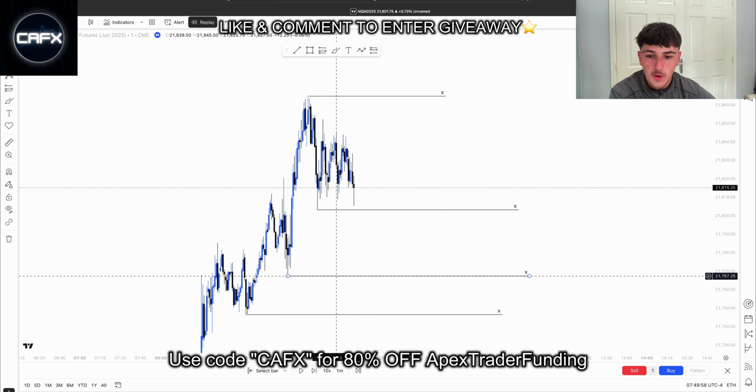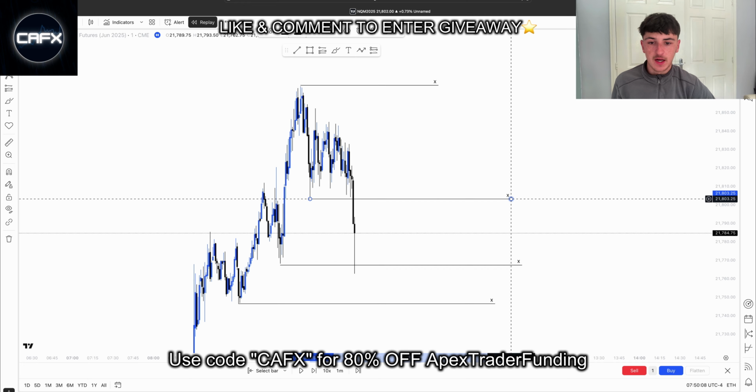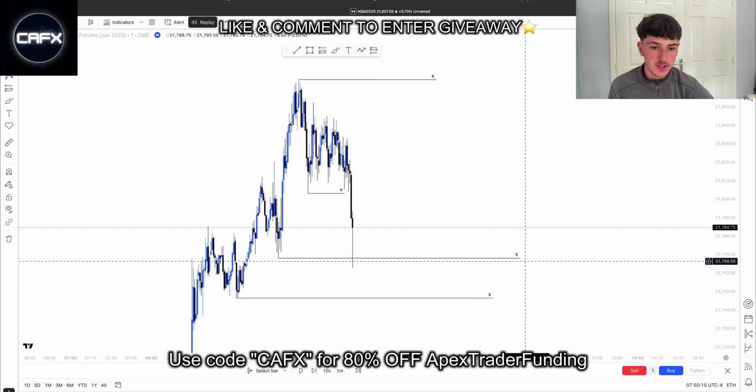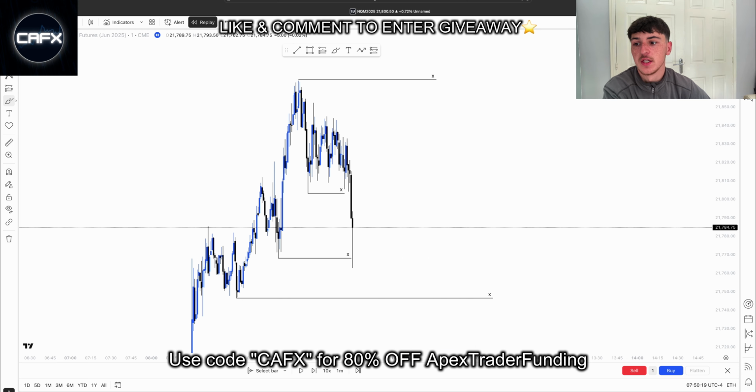So now, again, all we wait for is a liquidity sweep to the downside, because we're looking for long positions. And as you can see, we have just taken out both of these levels. So we've taken out this level of sell side, and we've also swept this low down here. So that is two liquidity sweeps and we have now created a singular bearish fair value gap, as you can see right there.